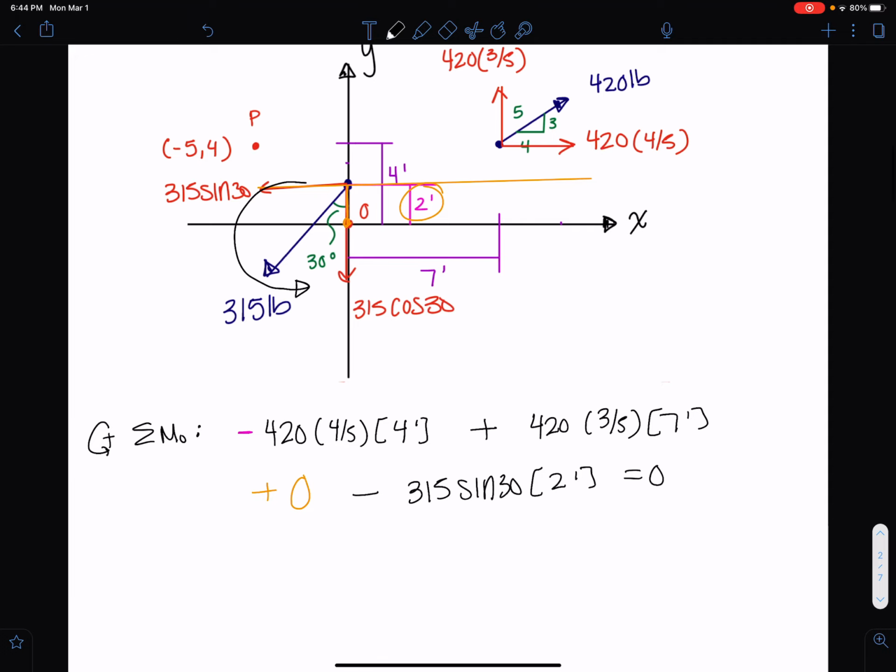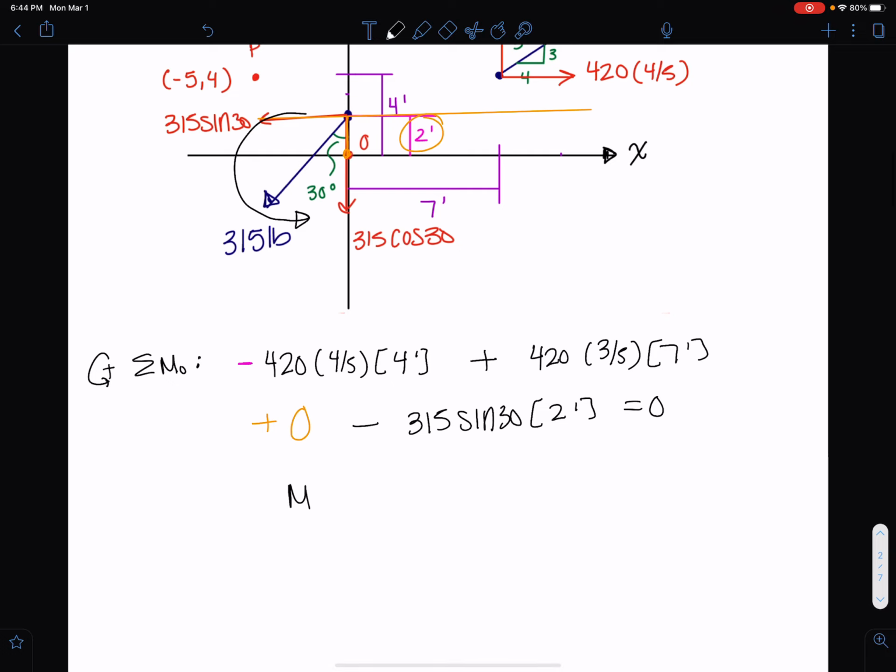Okay. I actually didn't get the sum of this, so let me plug that into my calculator real quick. 420 times 3 over 5 times 7 minus 315 sine 30 times 2. And we get the sum of the moments, which is the resultant, is 105 pound-feet.